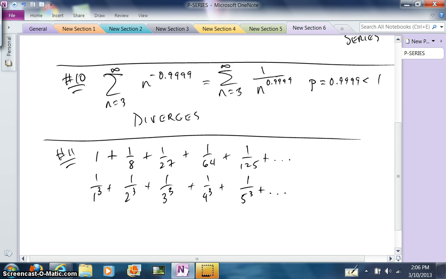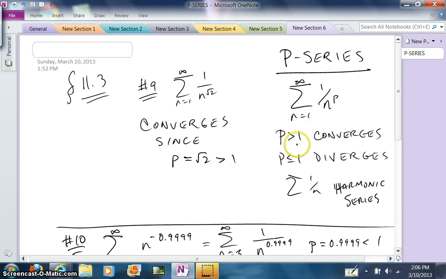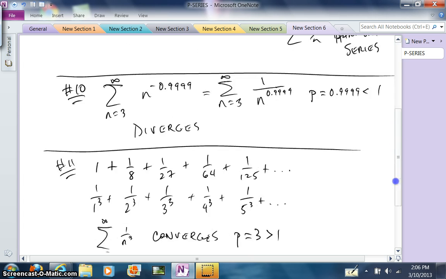So I've rewritten it in a form where now I can recognize the pattern, and with confidence I could say this is the sum of 1 over n cubed, where n equals 1 to infinity. Now I've got a p-series, so this converges because p equals 3, which is greater than 1. When p is greater than 1, it converges.